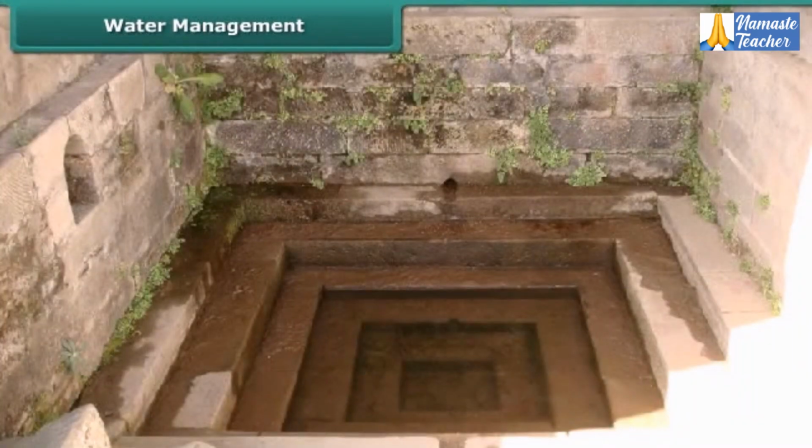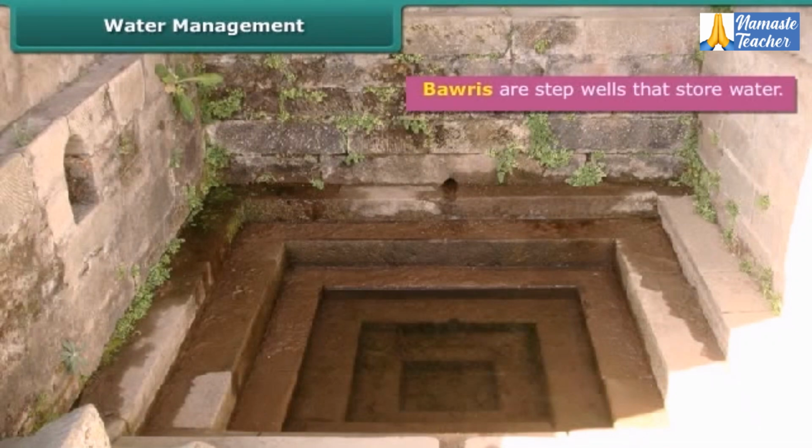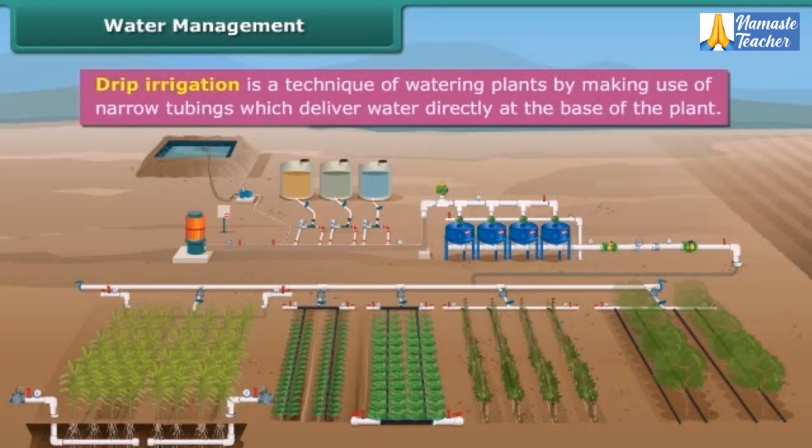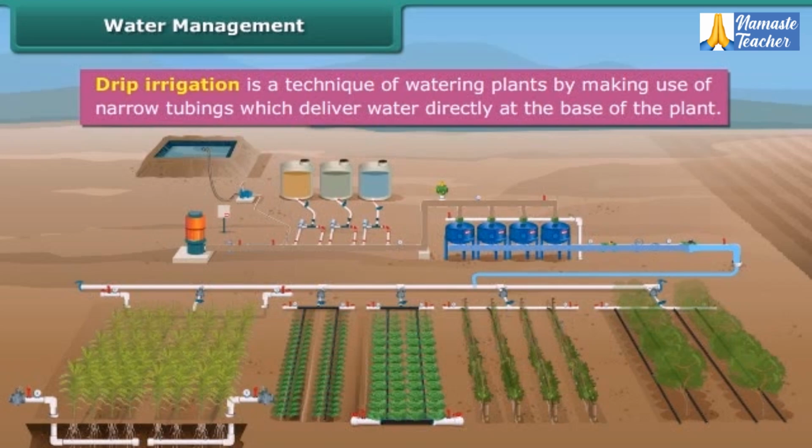Bowery, the traditional way of collecting water, can be revived. Boweries are step wells that store water. The stored water can be reached by descending a few steps. Boweries can also be multi-storied. A farmer can use the drip irrigation system to water his fields and conserve water. Drip irrigation is a technique of watering plants by making use of narrow tubings which deliver water directly at the base of the plant.